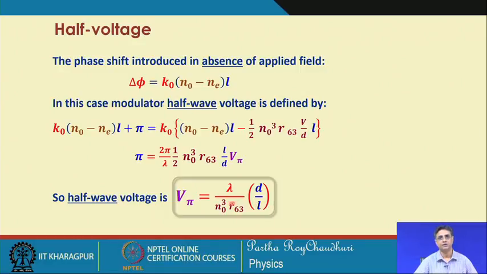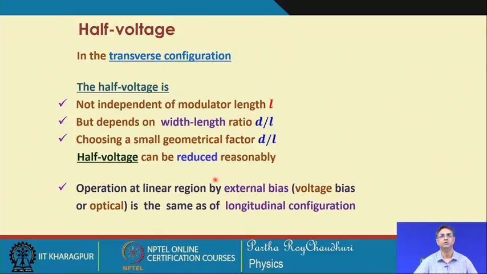We have given some special observation on this, that how this D by L can drastically change the half voltage, that is, the performance of the modulator can be made very good by suitably designing this. We will see that more. So, in the transverse configuration, the half voltage is not independent of the modulator dimensions, but it depends on the width to length ratio D by L. If we choose this factor appropriately, then the half voltage can be reduced drastically.